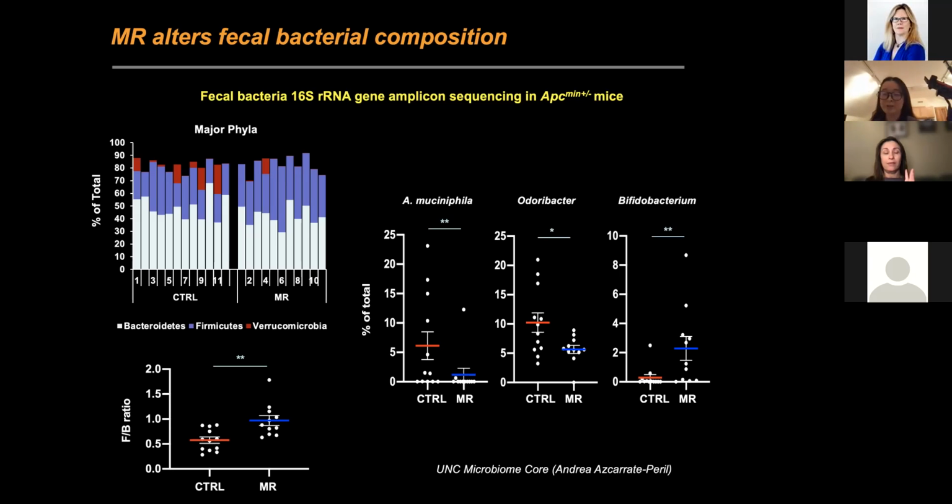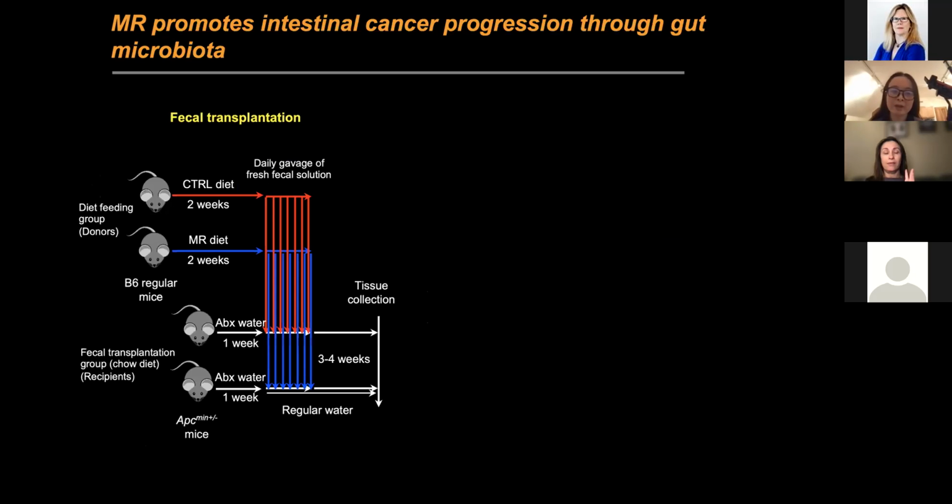Since the changes are pretty major and dramatic, we designed a fecal transplantation experiment in which we fed tumor-free Black 6 donor mice with either control diet or methionine restricted diet, and then transplanted their fecal bacteria into antibiotics-treated recipient APC min mice, which are fed on the chow diet. We then analyzed the tumor formation in the recipient mice 3 to 4 weeks later.